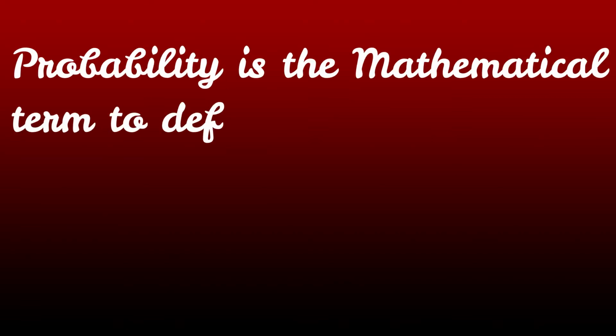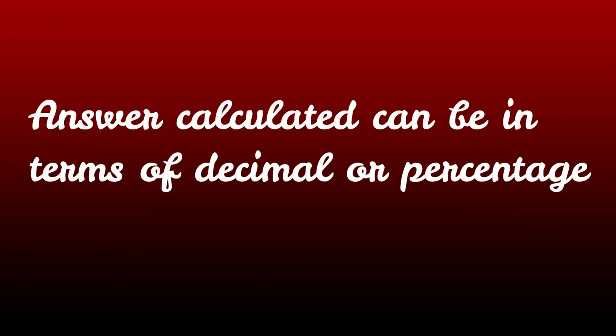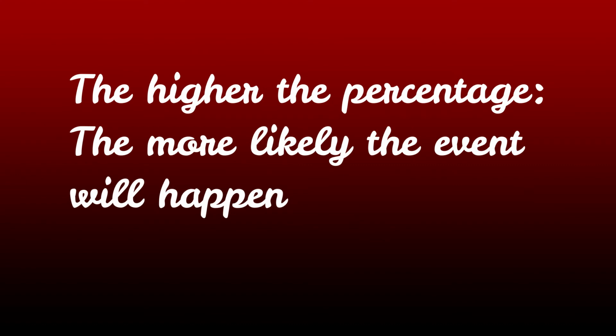Probability is a mathematical term to define the value of how possible an event could happen. So most of the time we would like to know the possibility or the chance of an event happening, and these values that we calculate can be evaluated using decimal values or also percentages. So the higher the percentage means the more prominent the event is going to happen, right?